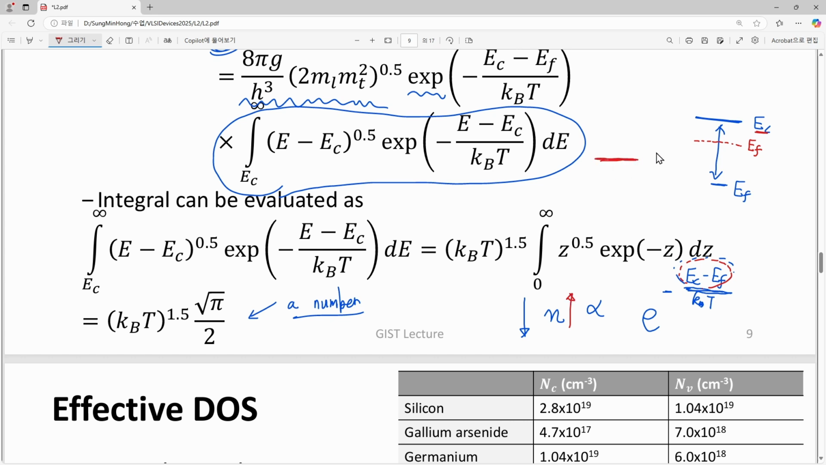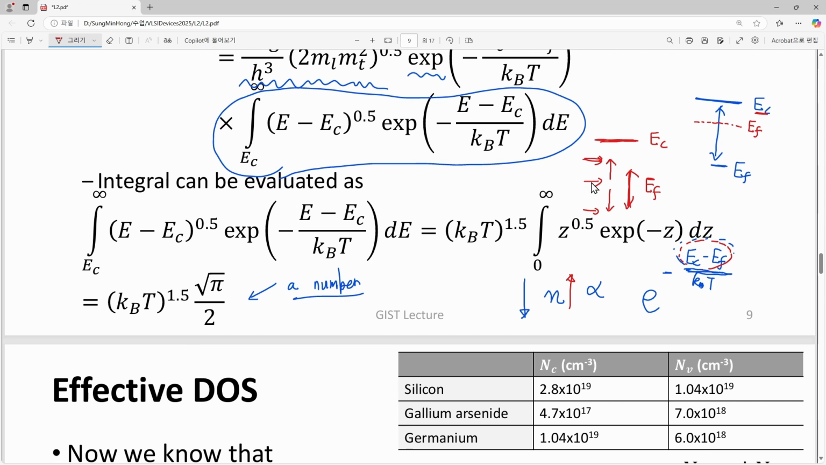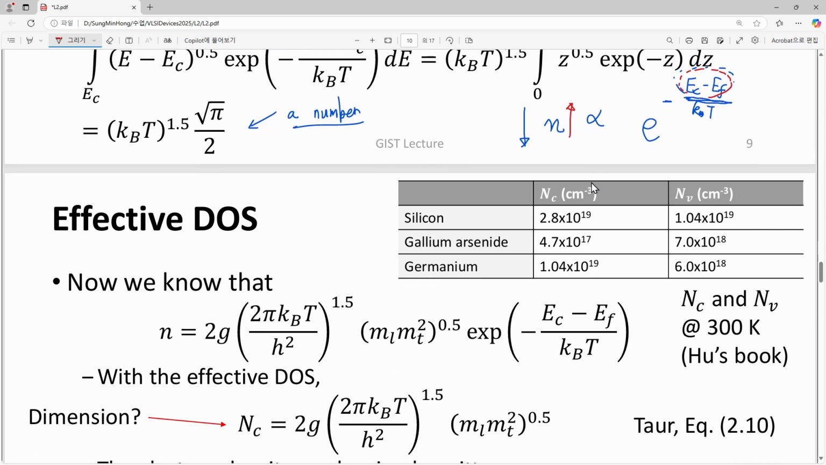If we just keep this EC point and change the EF level, then this is the direction to increase electron density, and this is the direction to decrease electron density. So if we can, by any means, change the position of EF from here to there, then we can also change the number of electrons exponentially. That is the main lesson taken from this evaluation.